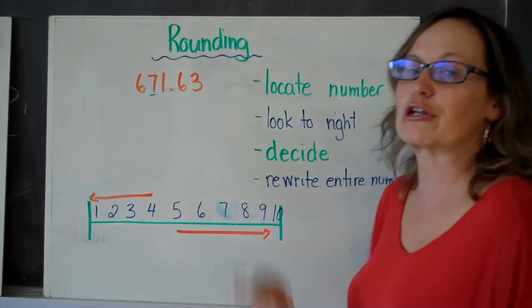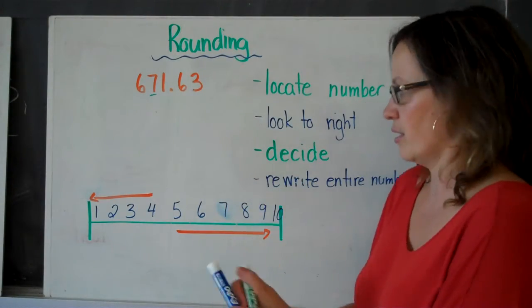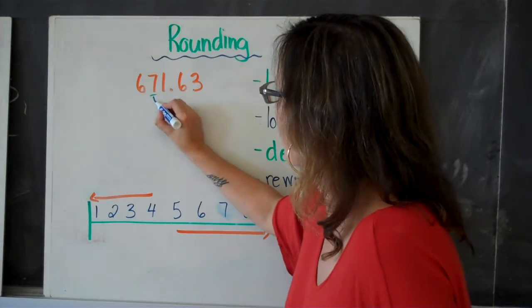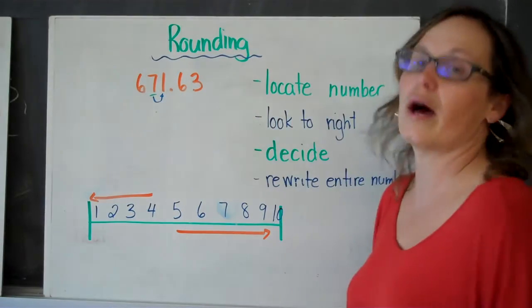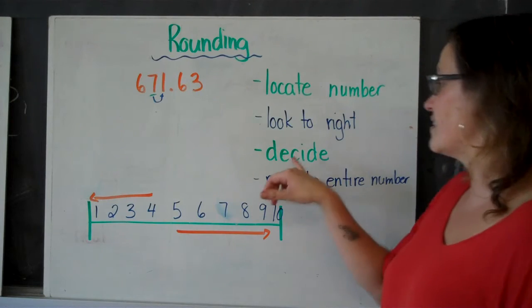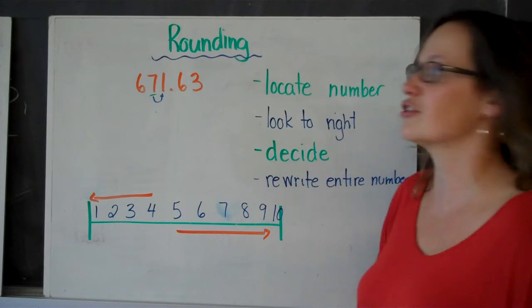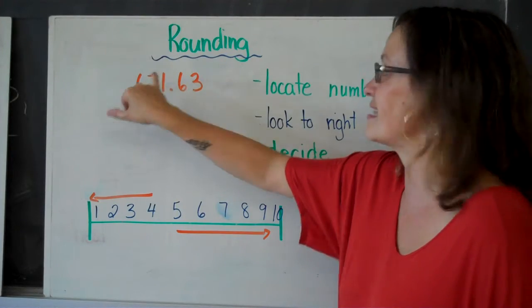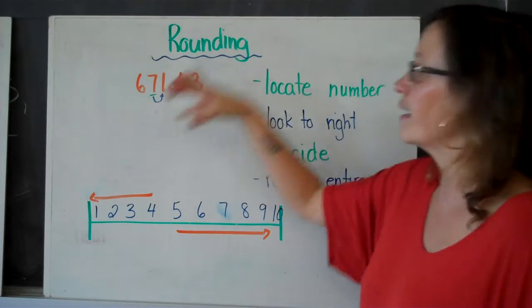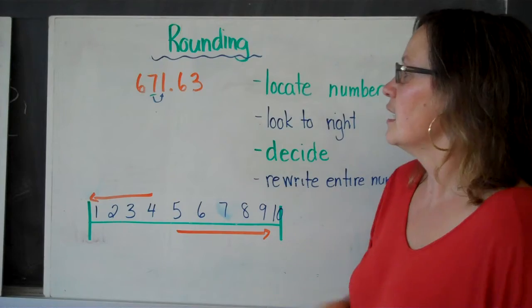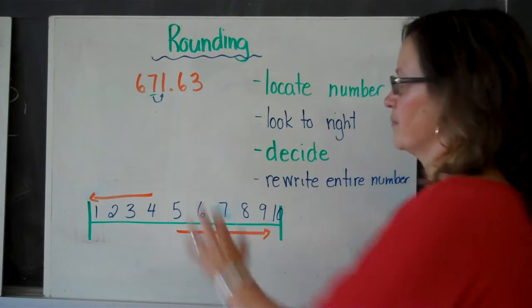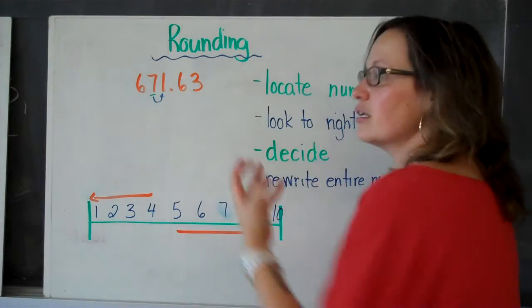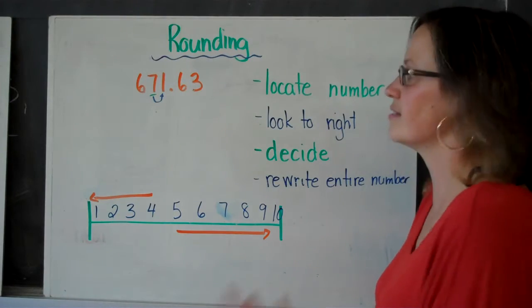The next step is I'm going to look to the right of that number. So I look to the right of that number, and it's a 1. So then I need to decide what to do. Your decision is, you can either stay at 70, or I can go up to 80. Now, if we think about it logically, 71 is much closer to 70 than it is to 80.